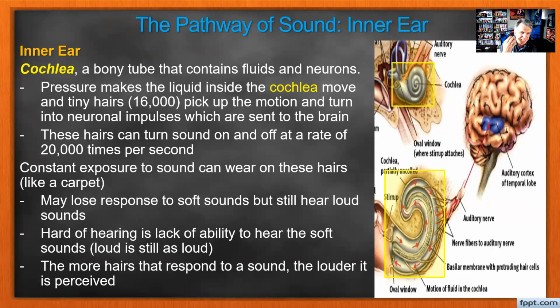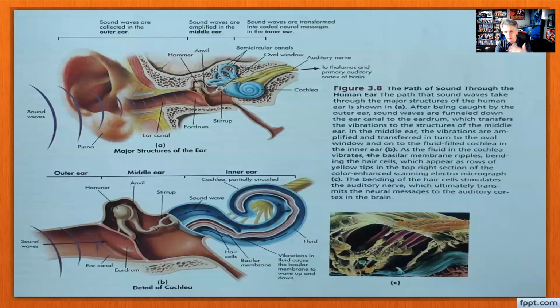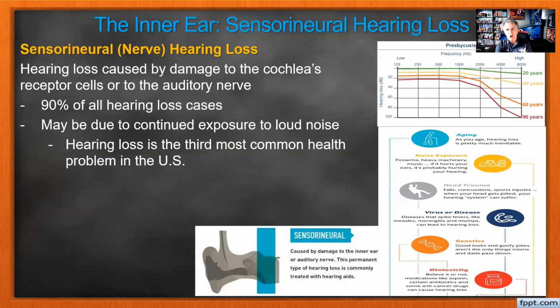Now, the trick with these tiny little hairs, these 16,000 hairs that you get, is that it's fantastic when you're first born because they're brand new hairs. Think of it like brand new carpet, okay? The more and more you walk on the carpet, the more it gets worn down. You put furniture on it, so you're constantly exposing it to that pressure. That carpet gets worn down really fast. There's an area of your family room that people keep walking across, and it wears down quickly. Again, this is where really loud sounds happening all the time are really going to wear out these tiny hairs. And this results in what is called sensorineural hearing loss.